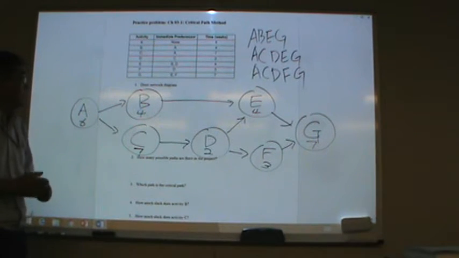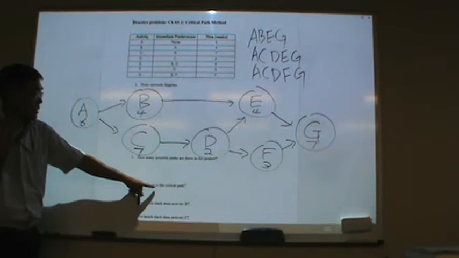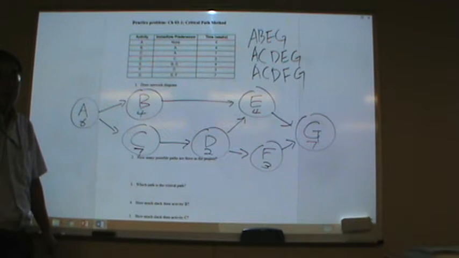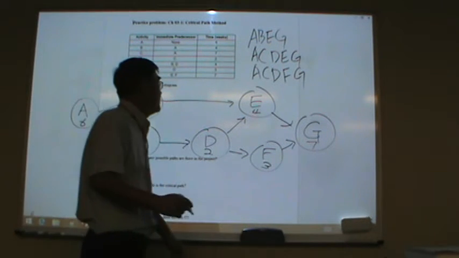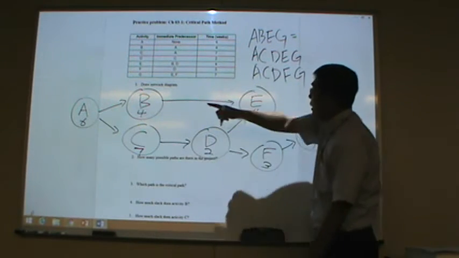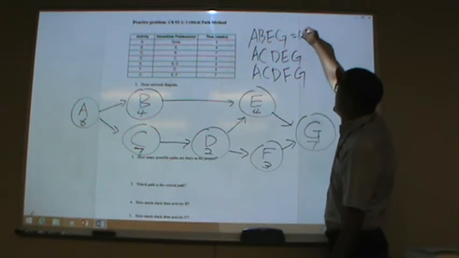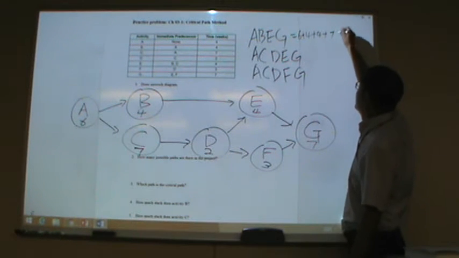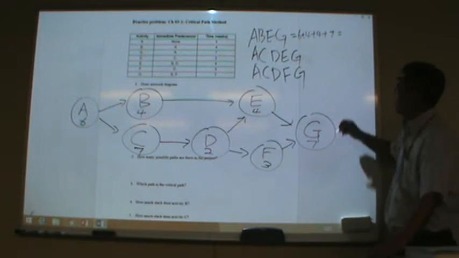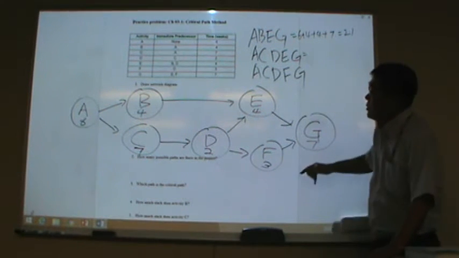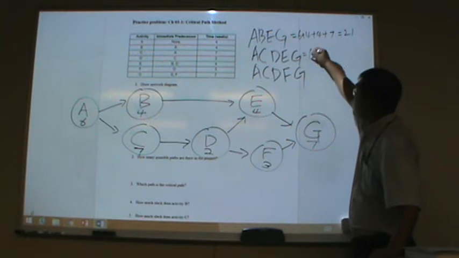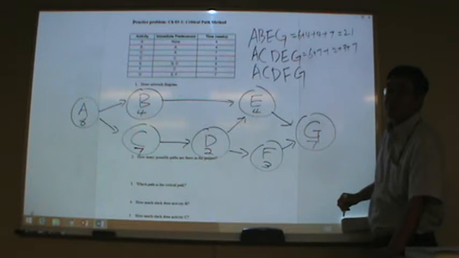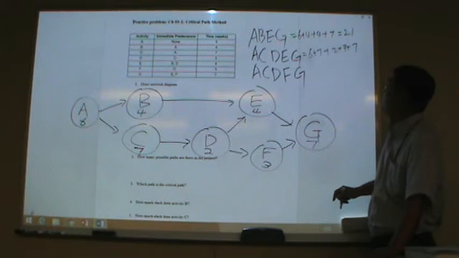Okay. Which path is the critical path? The last one? How? 25? Let's see. A, B, E, G: 6 plus 4 plus 4 plus 7 equals 21. Second one, 6 plus 7 plus 2 plus 3 plus 7. Oh, 25. Is it 25?